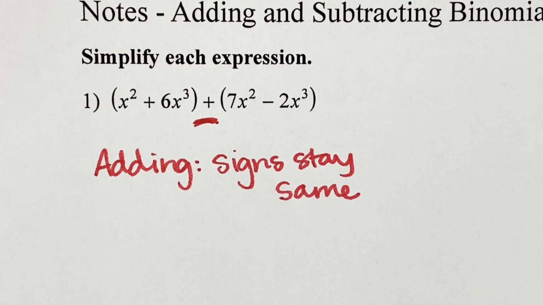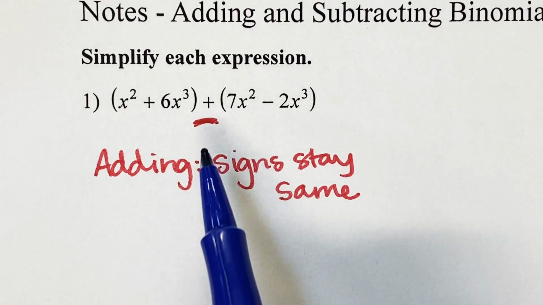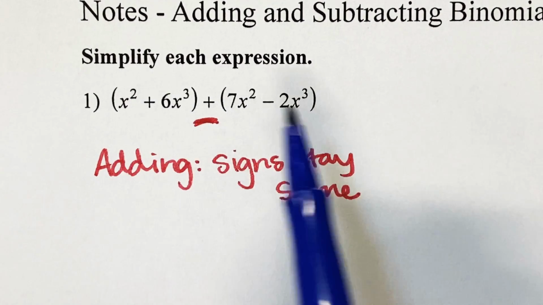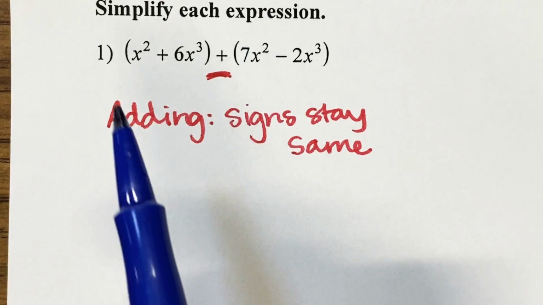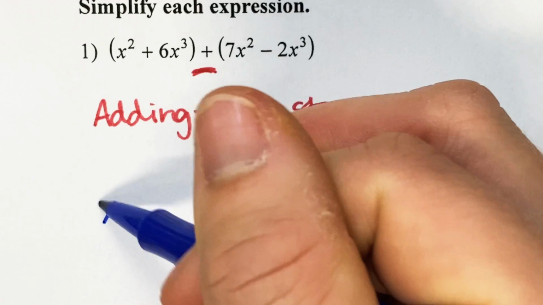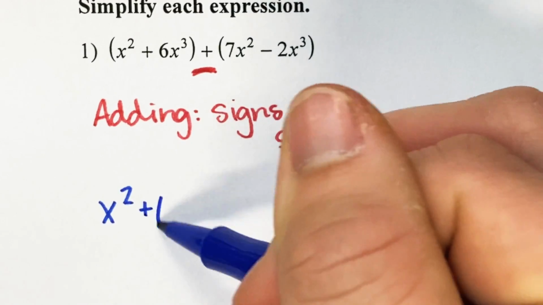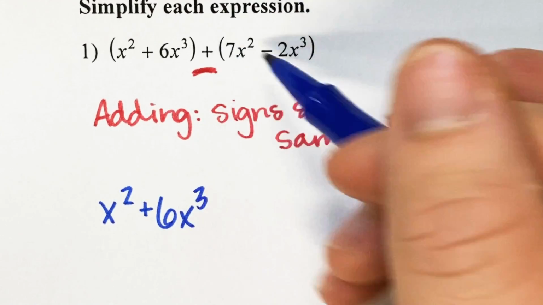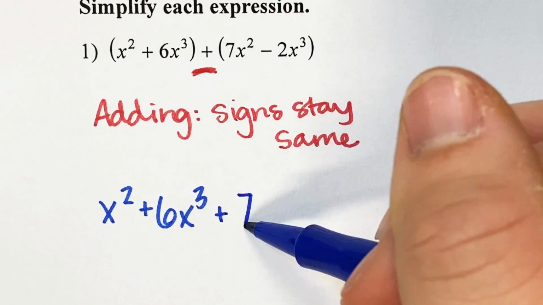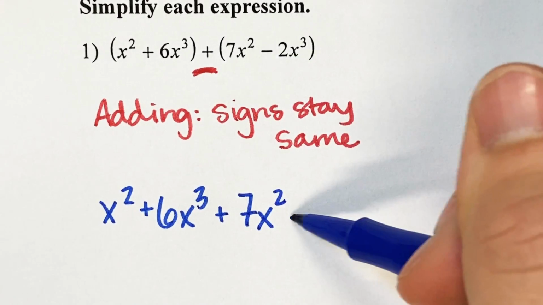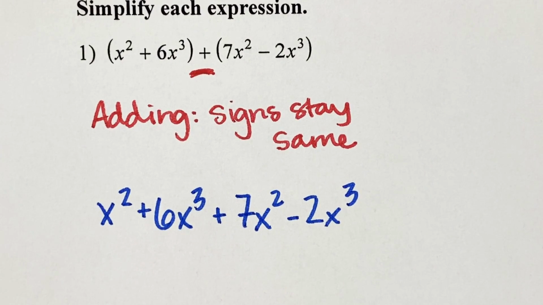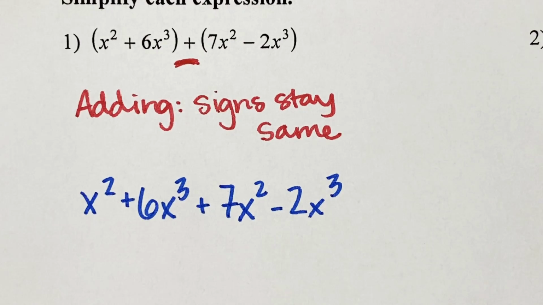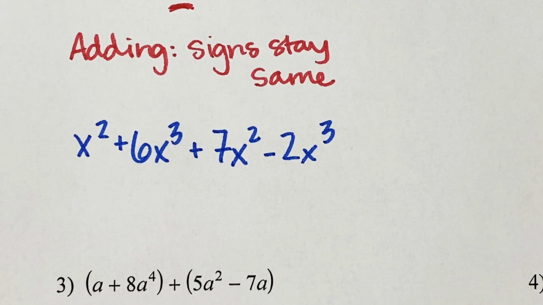So basically what you can do when you see that there's an addition sign in the middle is you can just take the parentheses away. Just rewrite this whole thing, but without the parentheses. So let's do that. Let's do x squared plus 6x cubed plus, because it's a positive, 7x squared minus 2x cubed. So we rewrote it just without the parentheses. Now we need to simplify by combining like terms.